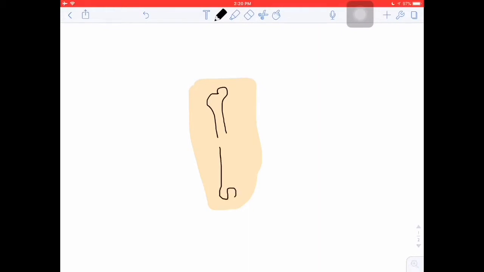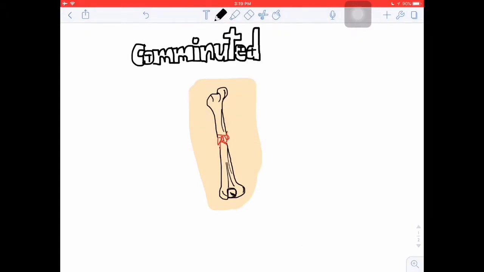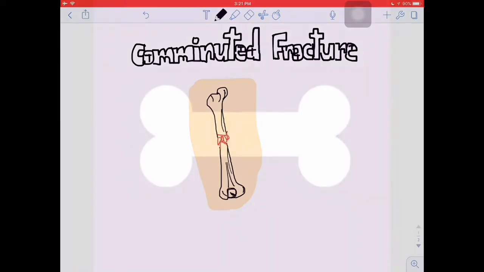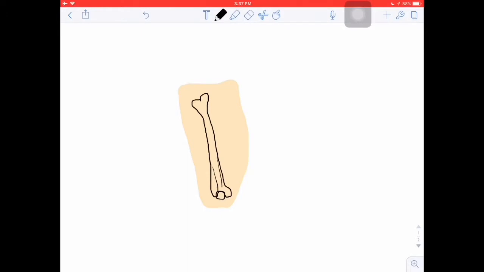Comminuted fracture, several breaks result in many small pieces between two large segments. Impacted fracture, one fragment is driven into the other, usually as a result of compression.